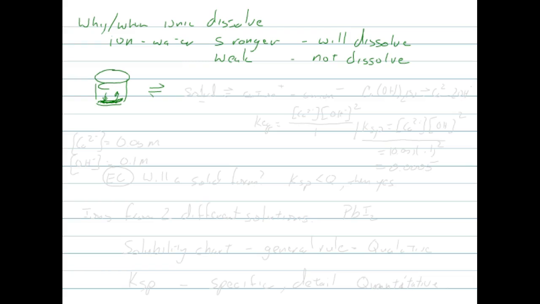The equilibrium in general would look like the solid dissolving to form the cation, which is positive, and the anion, which is negative. A specific example: calcium hydroxide solid will form, at equilibrium, calcium ions and 2 hydroxide ions. So that's the general and specific case.